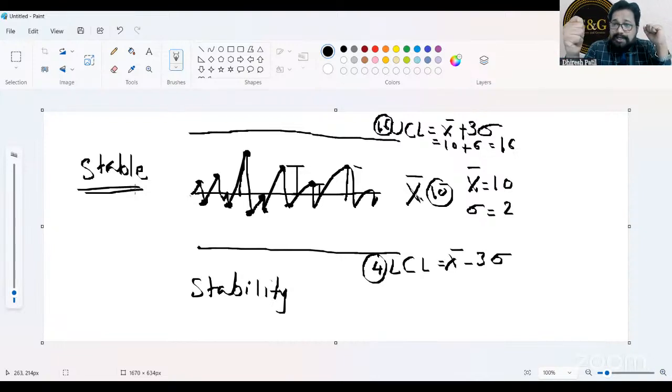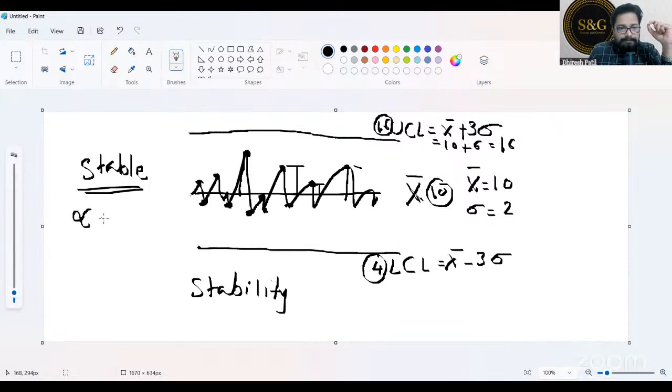Now the question is, how did Walter Shewhart arrive at +3 and -3 standard deviation? Why not +2 and -2? Why not +1 and -1? Why not +4 and +5? The answer to that is, after a lot of permutations, combinations and experimentation, Walter Shewhart realized that at +3 and -3 standard deviation, just make a note of this, I will not explain this phenomenon right now, but there is something called alpha error.